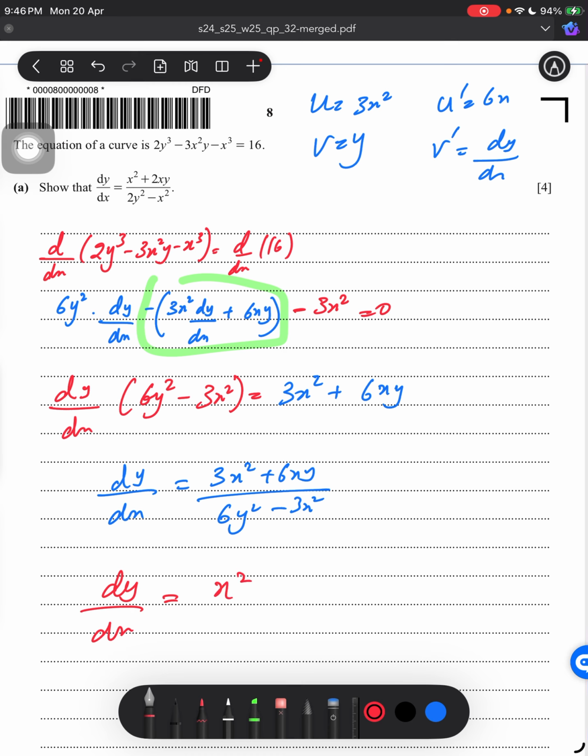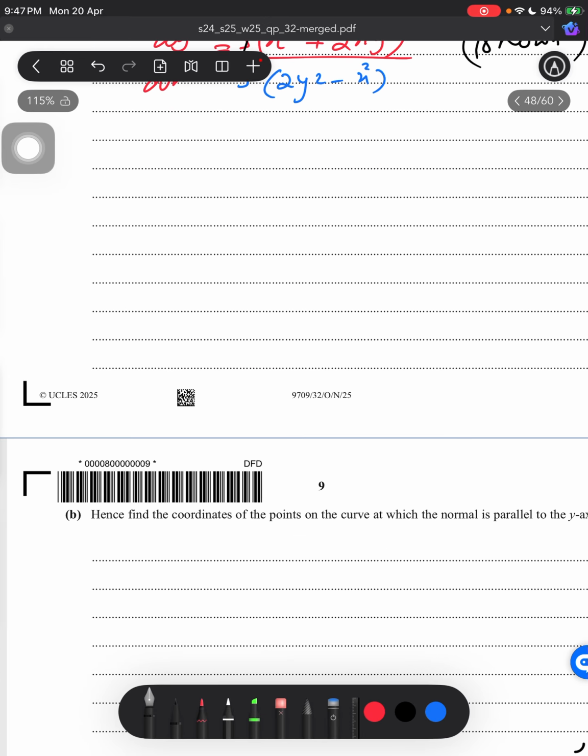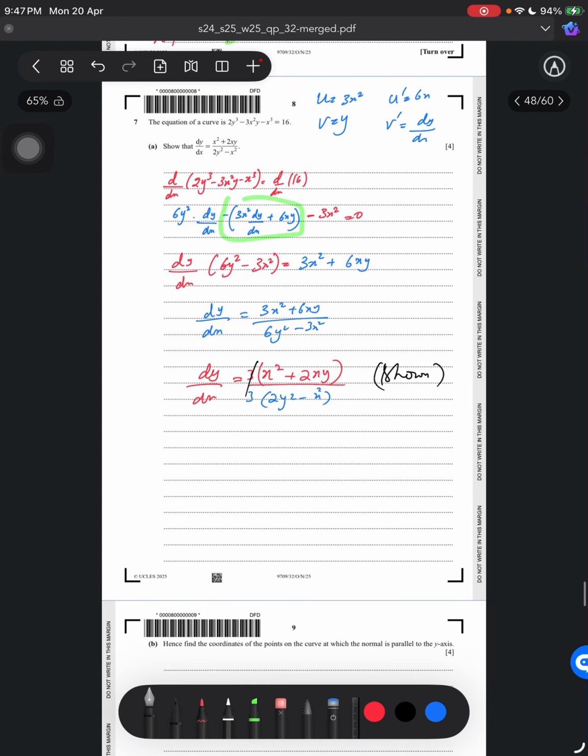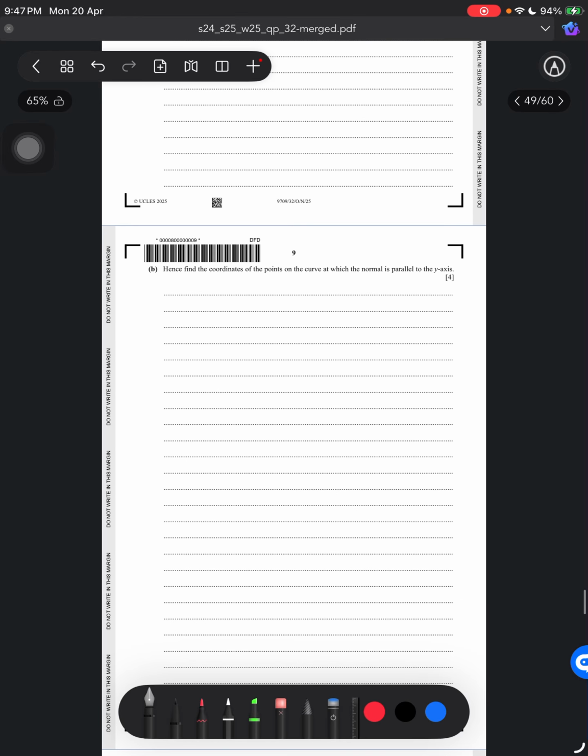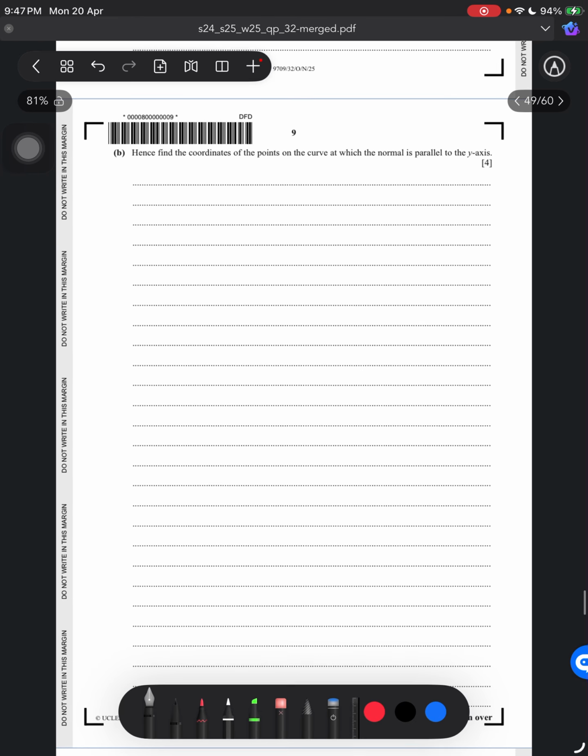If you take common, let's say common as 3, so we'll have 2xy over 3, 2y squared, this would cancel this and we'll be left with that. And that's part A done. So in this sense we have already found that.